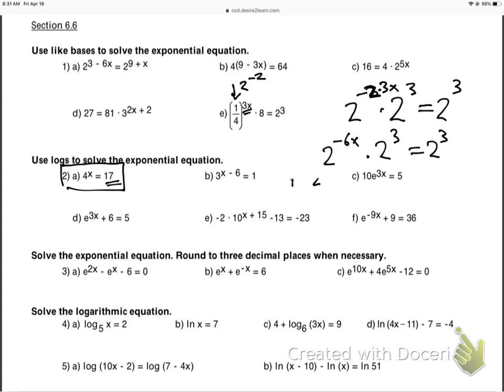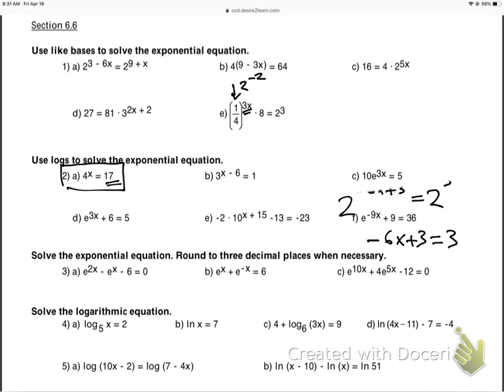But you could also say this. I've got a base of 2. Because these are being multiplied, I would add exponents. So negative 6x plus 3 equals 3. Exponent equals exponent, and you solve for x. But can you see that's going to be 0 anyway. So that's just remembering that when you've got fractions, remember, negative exponents.